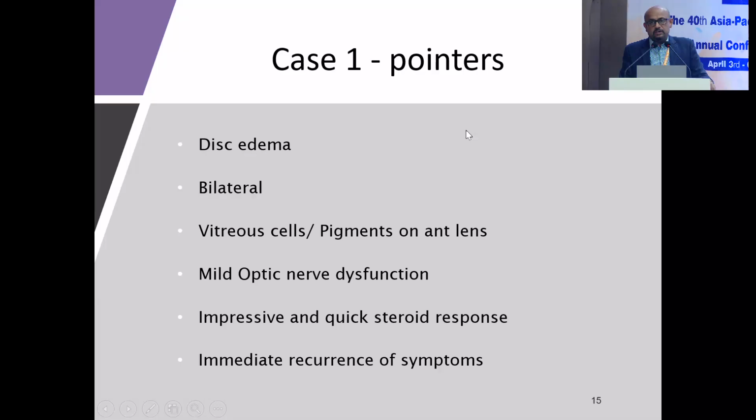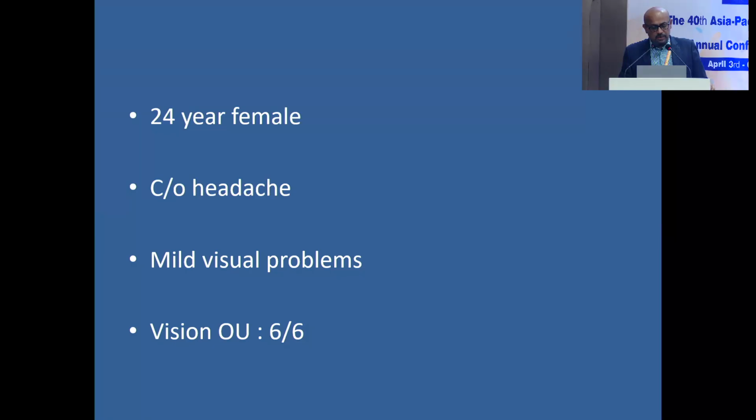The pointers that this was not really a problem of optic neuritis were that there was a disc edema and a bilateral problem. Then we went back and checked the notes, and somebody had mentioned some pigments on the lens and vitreous cells. The optic nerve dysfunction was normal. One telling thing was that just 2 doses of steroids gave a dramatic visual improvement, which is not the case with typical optic neuritis.